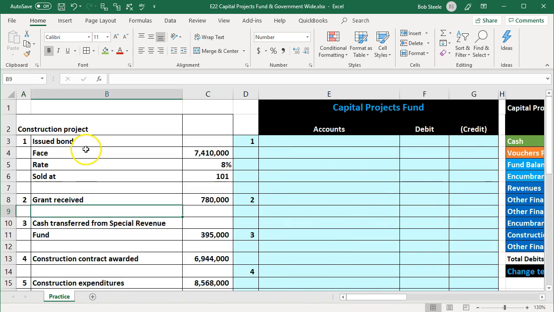We have first the issuance of a bond. The bond has a face amount of $7,410,000, rate 8%, and sold at 101. This bond will be used to finance our construction project. We're going to put this first into the general fund because that's going to be more on an accrual basis, so it'll be more familiar to what we would expect to happen.